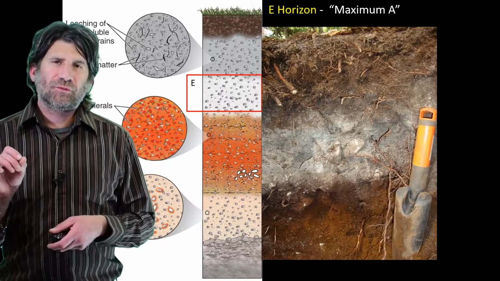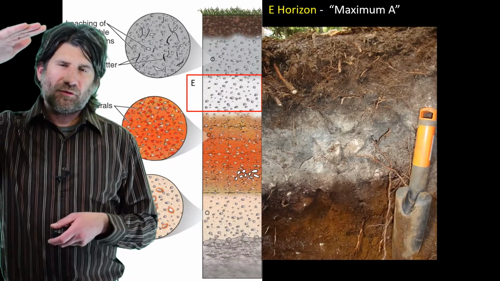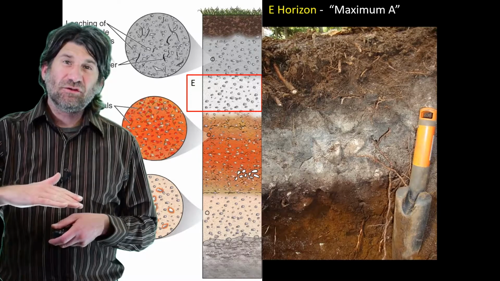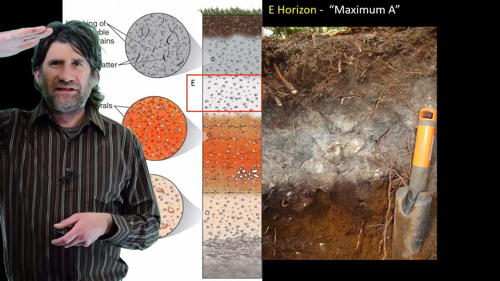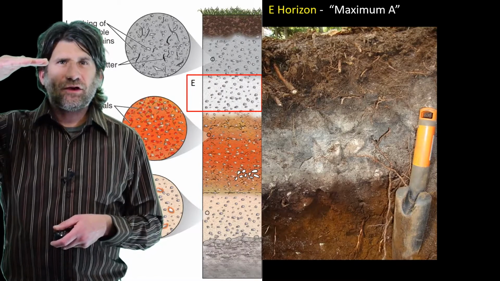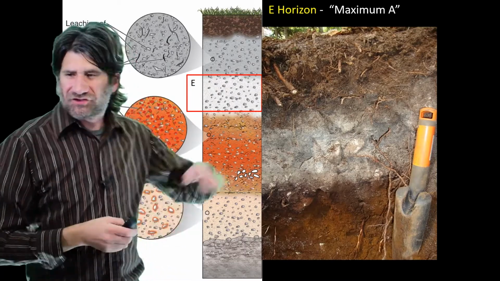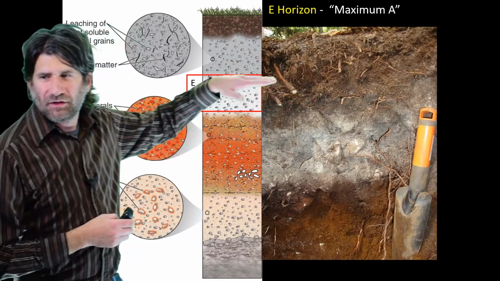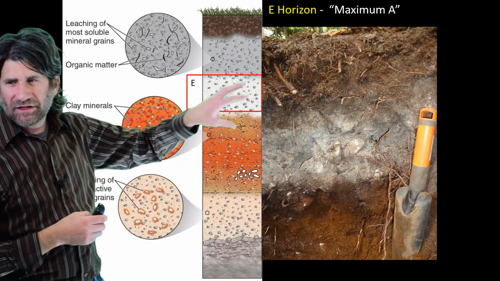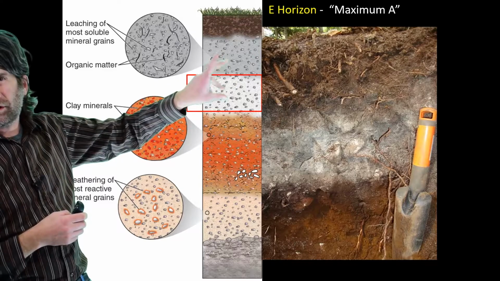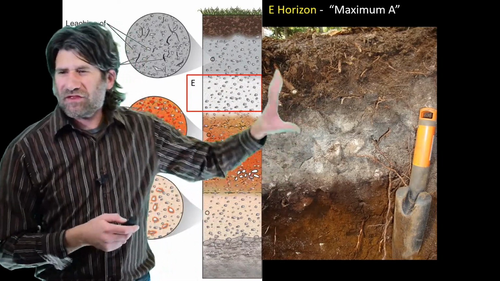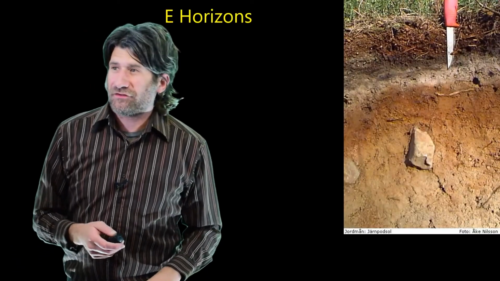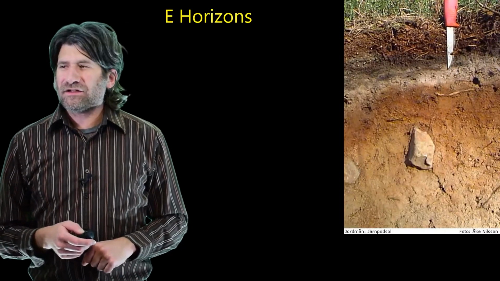Another term we use, when we move mineral material out of an area, we call that eluviation. And so the E horizon is the maximum eluviation, where we're taking that material, we're weathering it, anything biotites, amphiboles, whatever that mineral material is, and then moving it out. So that's another way of thinking about it, is a maximum A horizon. So these are white in color.